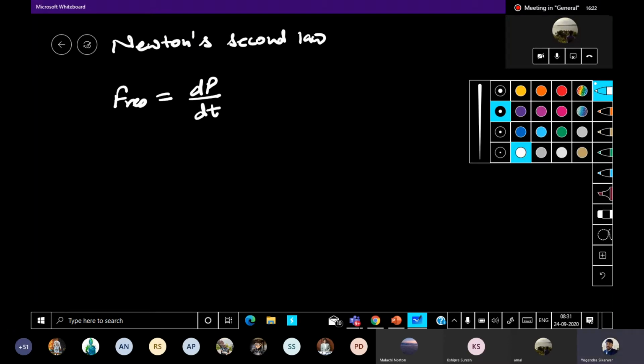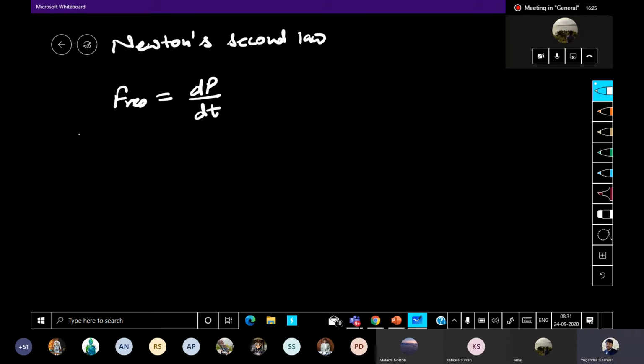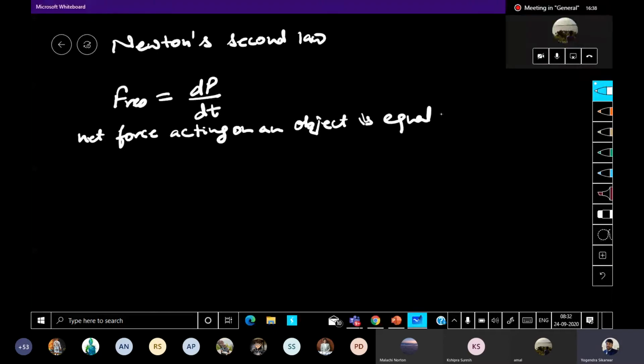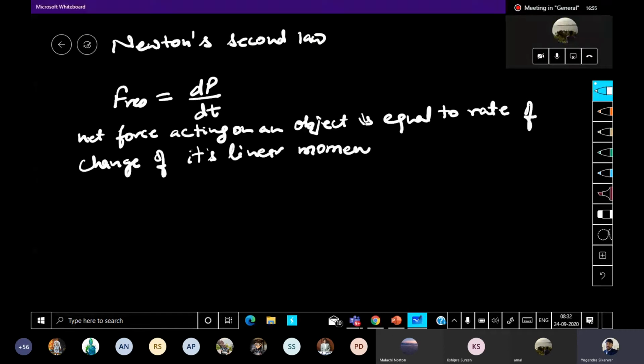Net force acting on an object is equal to rate of change of its linear momentum. So F resultant is equal to dP upon dt.